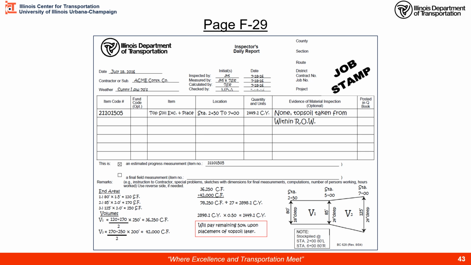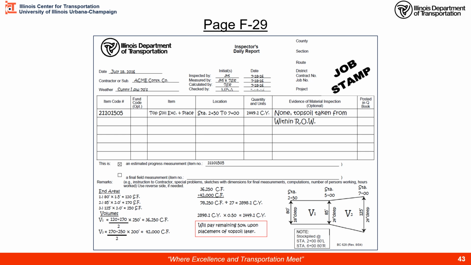I do the same for volume 2. I average the end areas times the distance between them, or 2 stations, and I get my volume. I add those two volumes up, and I have to do my conversion because the pay unit is cubic yards, and I calculated cubic feet. So here's my final measured in place cubic yards for the entire removal operation.